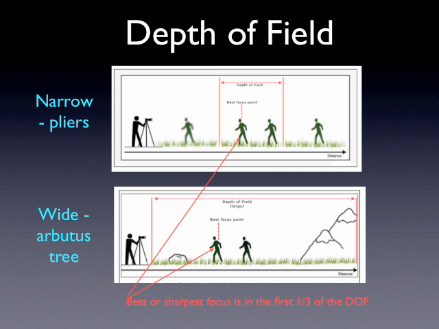But look at the second picture, the wide angle lens with the arbutus tree. What happens here is that the depth of field goes from just in front of the camera to way back to the mountains. Everything's in focus. Again, the best focus point is 1/3 into the frame, so where that guy is. The point here is that with the wide angle lens versus the telephoto lens, you're going to get a different effective depth of field.